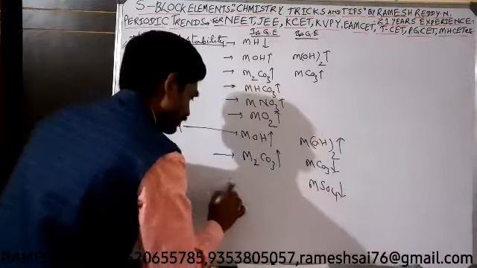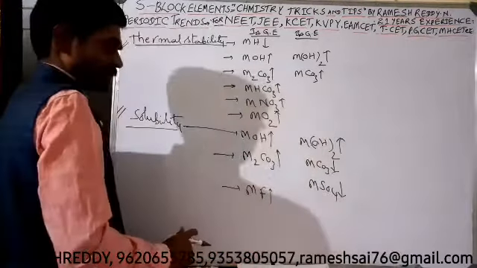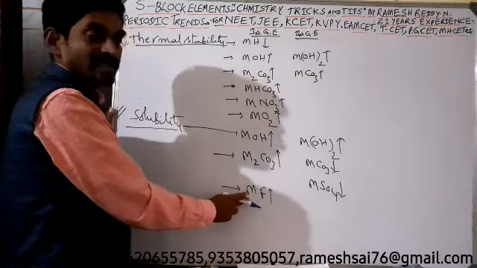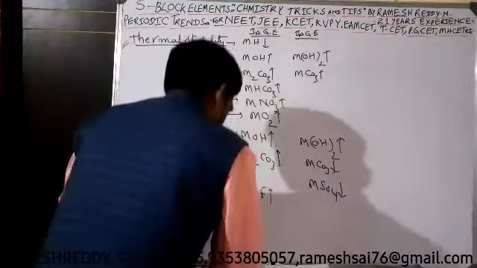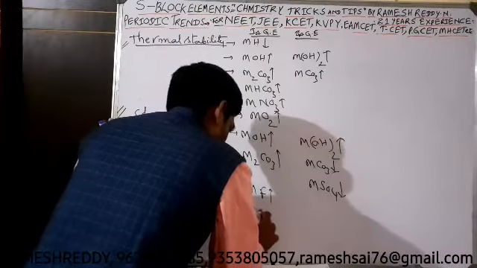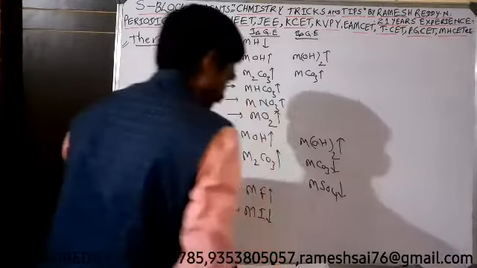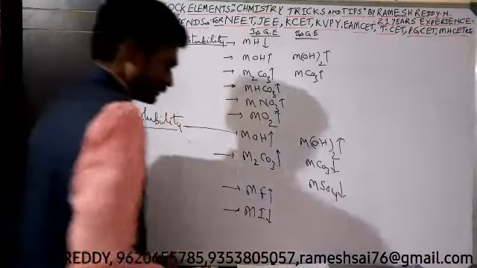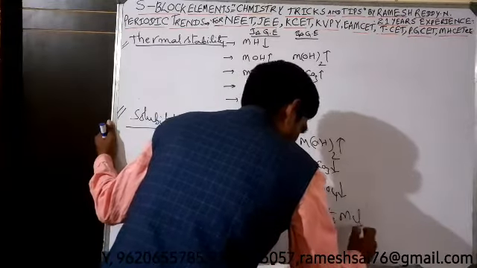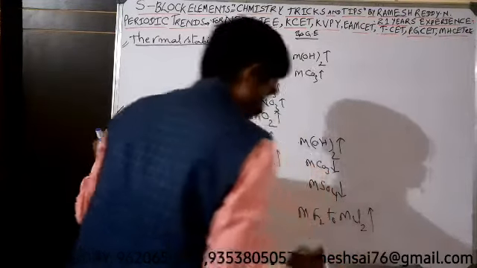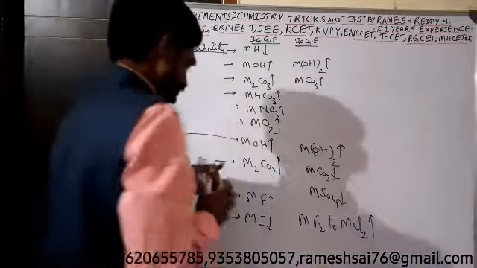Solubility of metal fluorides increases. Here M is a first A group element, lithium fluoride to cesium fluoride, solubility increases. Next, solubility of metal iodides decreases, right? Next, solubility of metal fluorides to metal chlorides of second A group elements increases. Fine. Next one, melting point.